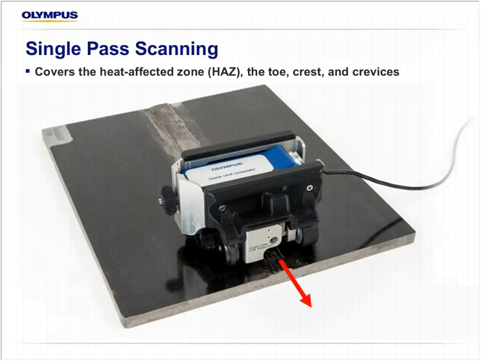It's covering the entire weld surface. This is basically a 3 or 3.5 inch long sensor that covers everything, the heat affected zone, the toe, the crest, and crevices also in a single pass. And it maintains a similar detection everywhere.